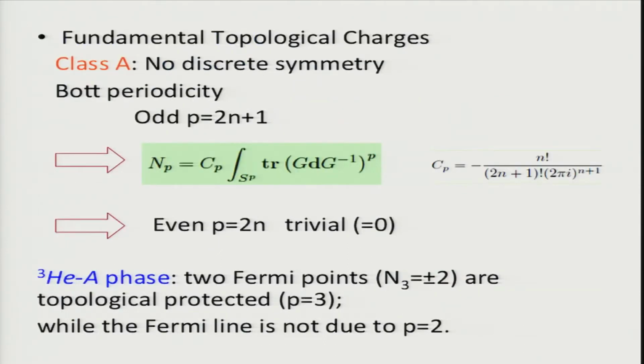Here there are some formulas already in Volovik's book. For example, in the AIII phase, there are two Fermi points. Then you can find it's topologically stable. However, in experiment, you can find some Fermi loops. Then if you introduce some weak perturbation, these Fermi loops are not stable. So for the one dimension, you can find p equal 2. So therefore, they are not stable.